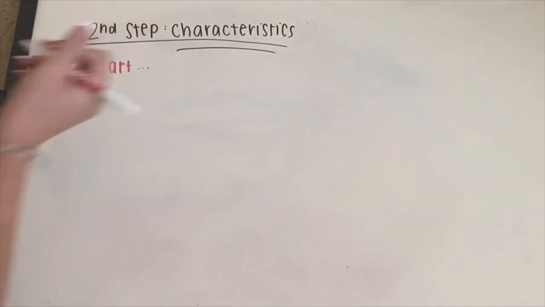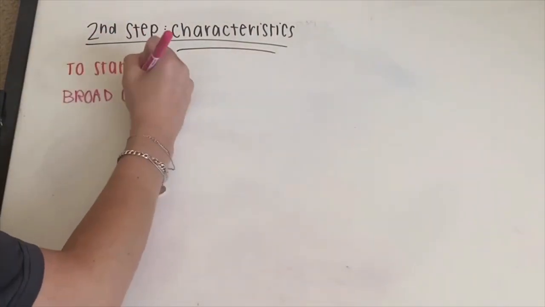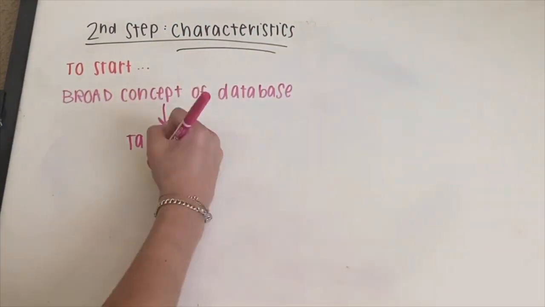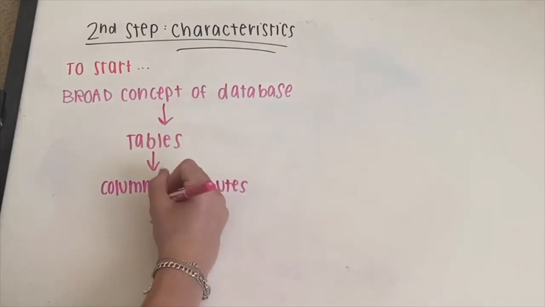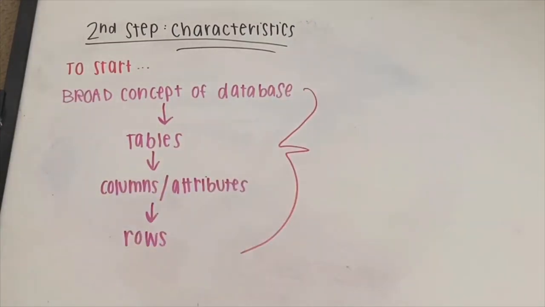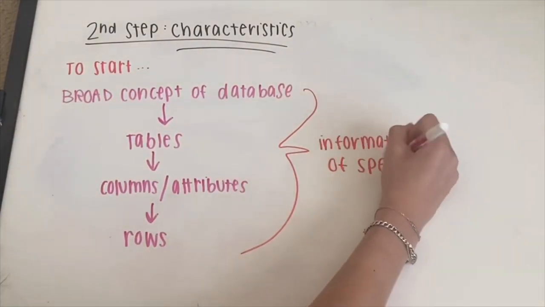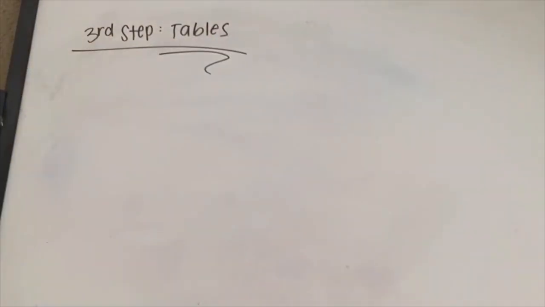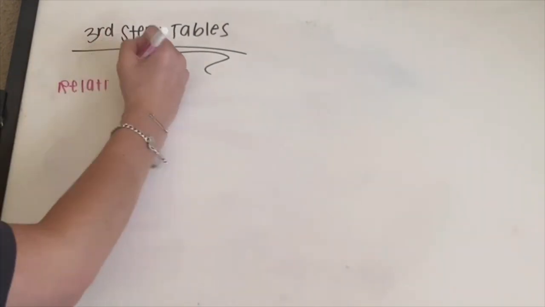Next, we need to understand the characteristics. We can start with the broad concept of a database, and within that, there are tables that correspond to a specific topic. Within each table, there are columns or attributes, and what fills these tables are the rows of specific data. Now that we have an understanding of the necessary characteristics, we can begin building our tables.